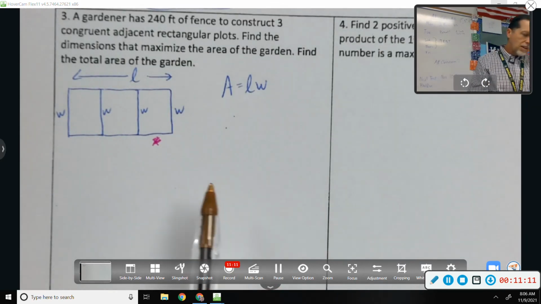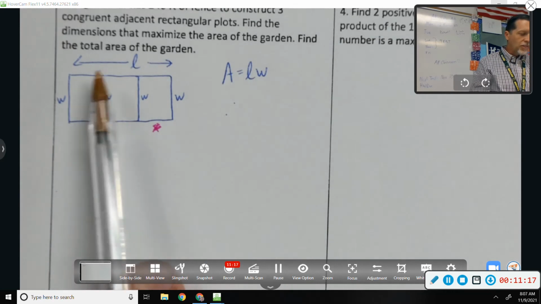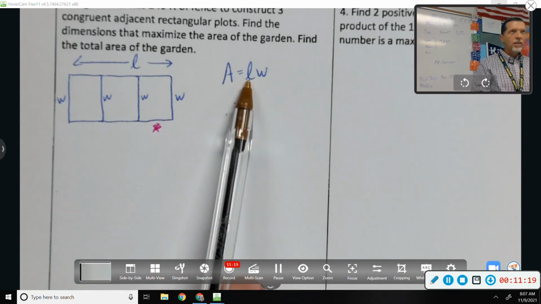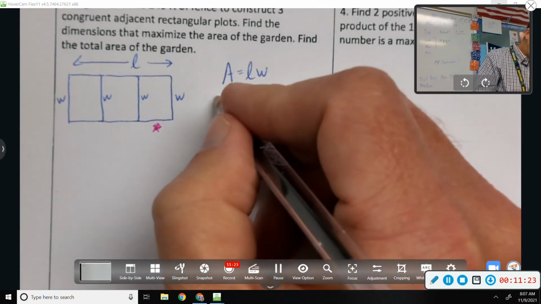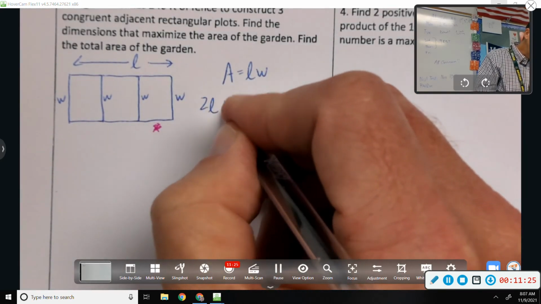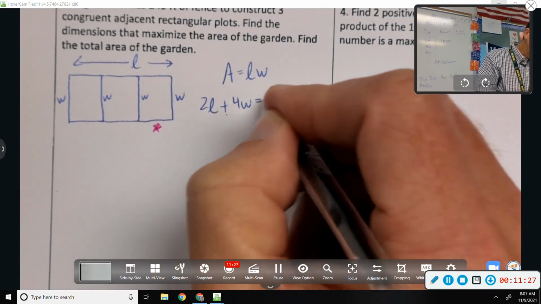On your review thing, on the answers, it's different. Did I do it different? I made the L's each individual, and then my area would be 3LW. So the way we've got it drawn here, 2L plus 4W equals 240.